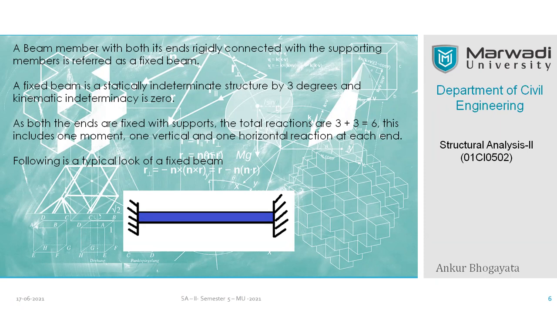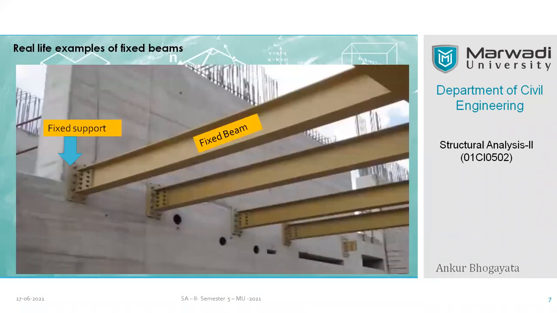So here you can see a typical look of a fixed beam. This is an international, standard symbol of a fixed beam when you have both ends fixed, and this is the standard symbol of a rigid support or a fixed support. So at both ends you have a rigid connection. That beam is known as a fixed beam, as simple as that. Now let's go to the field.